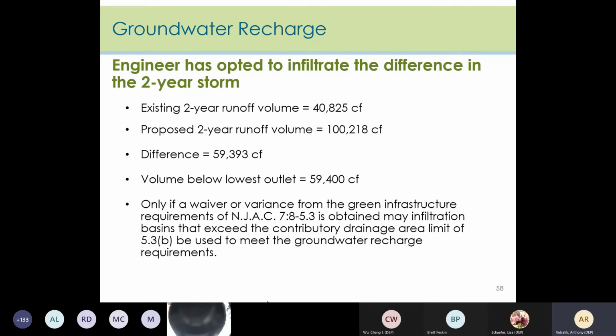That's why they probably raised the outlet control structure for groundwater recharge reasons. Because this barely meets groundwater recharge, they probably just bumped it up to like 0.16 feet to make the recharge work.